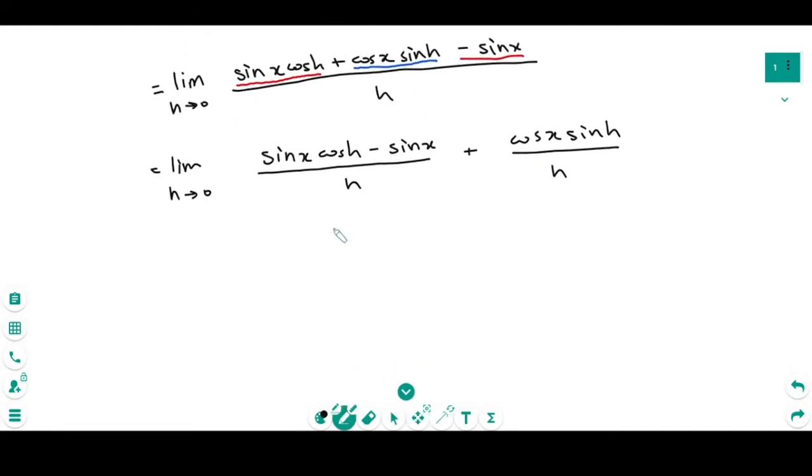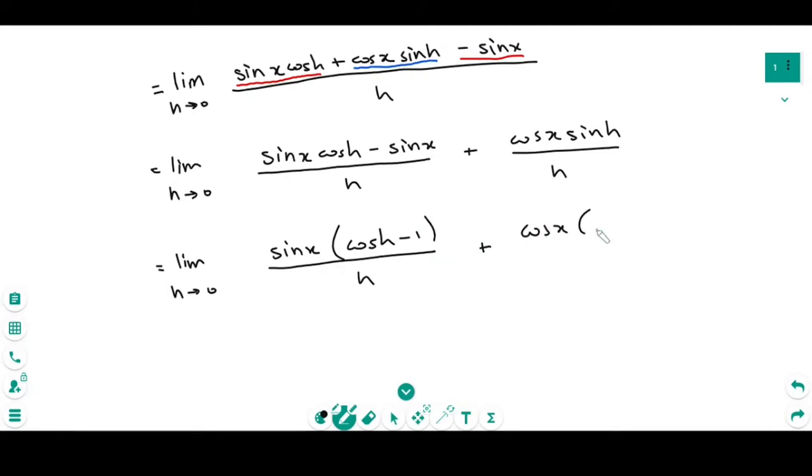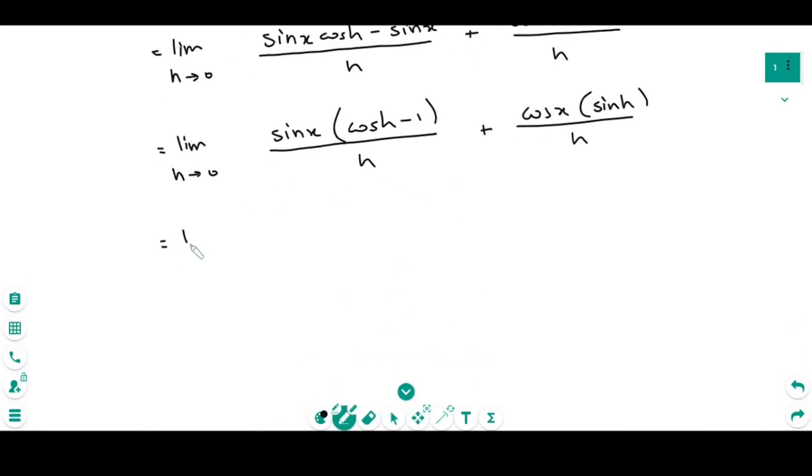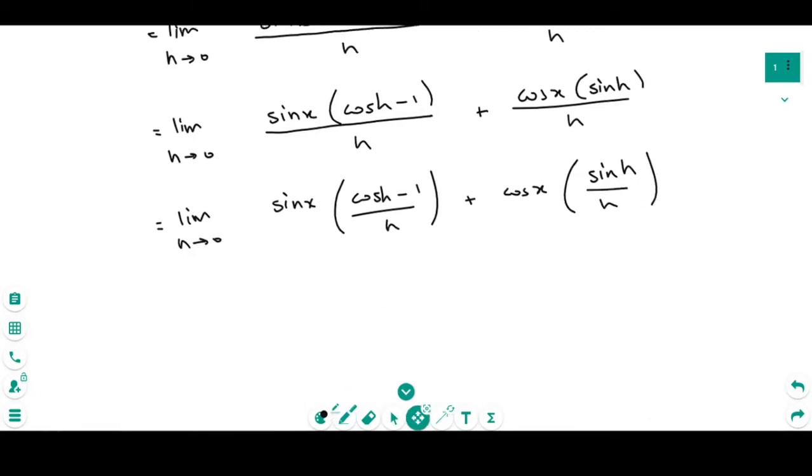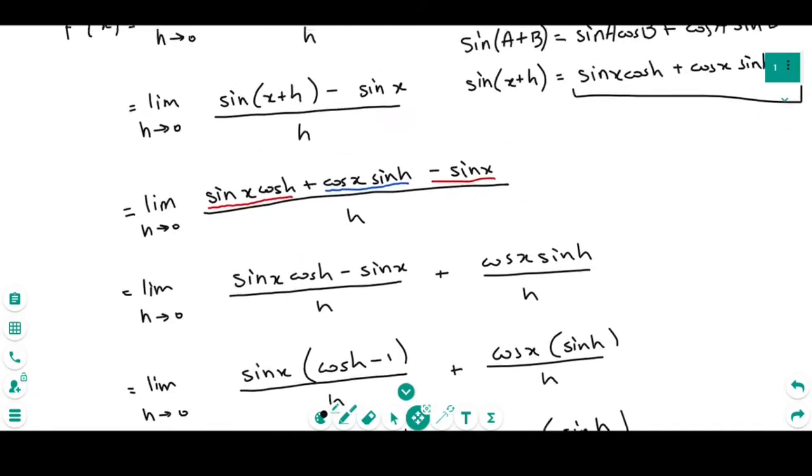h. Okay, and now I can factorize the top. So I have limit as h tends to 0 of sine x cos h minus 1 all over h, and then again I can factorize out the cos x all over h. Okay, and now the next step would be to distribute the denominator of h into the brackets of each fraction. So sine x times cos h minus 1 over h plus cos x sine of h over h. Okay, now I've got it in the form which they wanted.